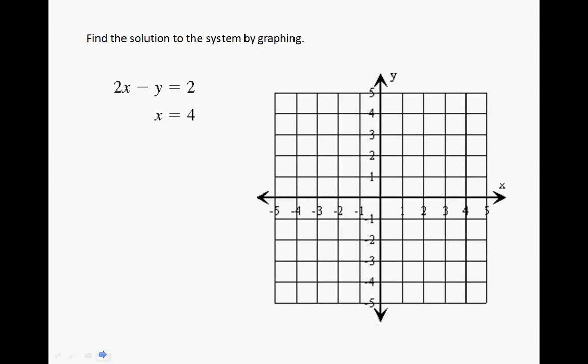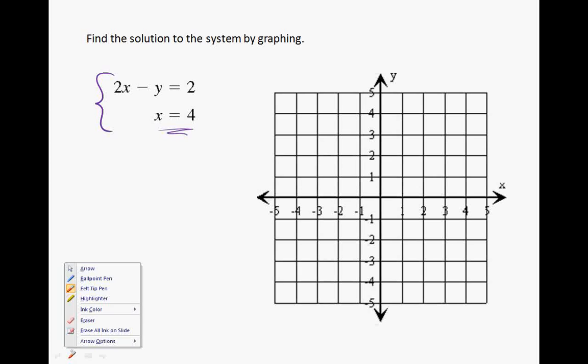All right, next example. 2x minus y equals 2 and x equals 4. This is my system, and I want to find the point that they have in common. I'm going to start with the second one, x equals 4. Remember at the beginning of the linear equations unit, I told you that people tend to forget about these equations, even though they're really simple. This equation, x equals 4, is actually a vertical line that crosses the x-axis at 4. So it's pretty straightforward to graph.